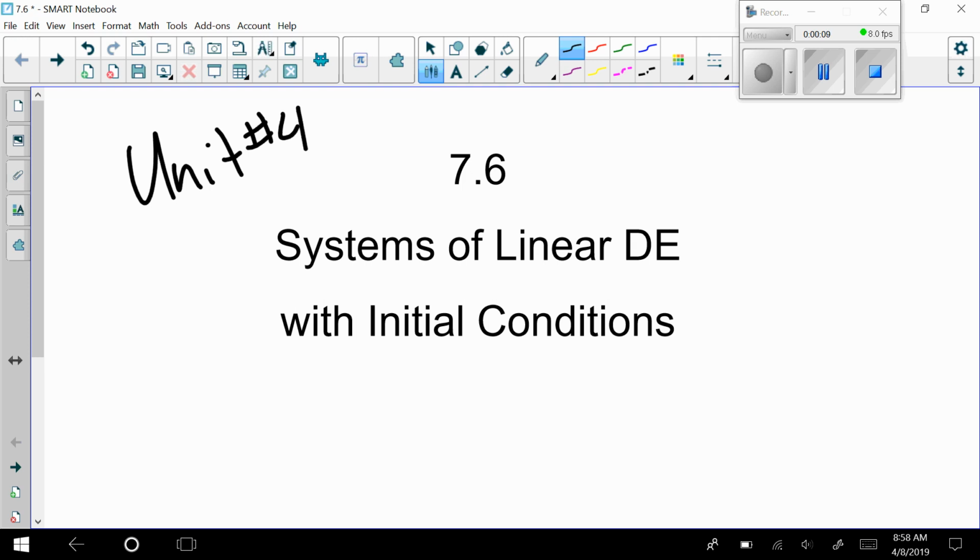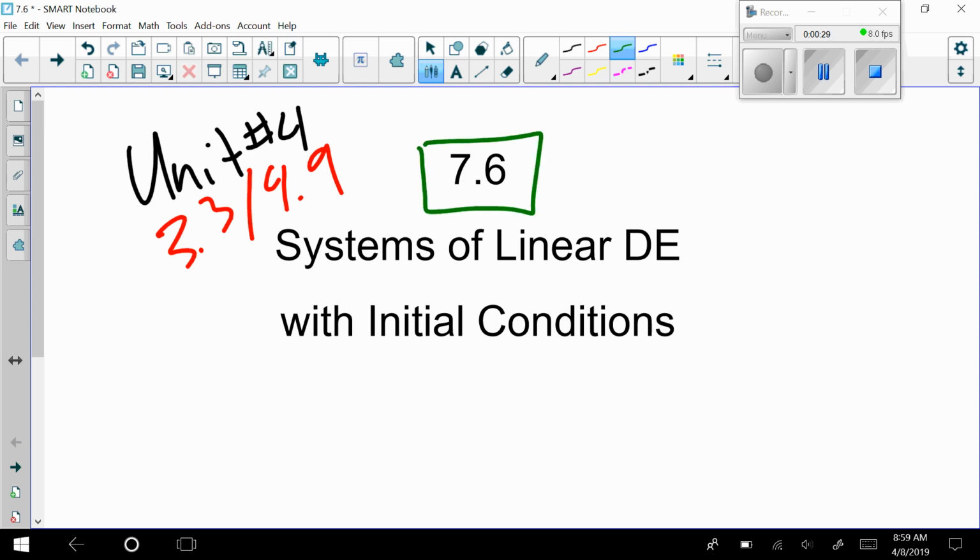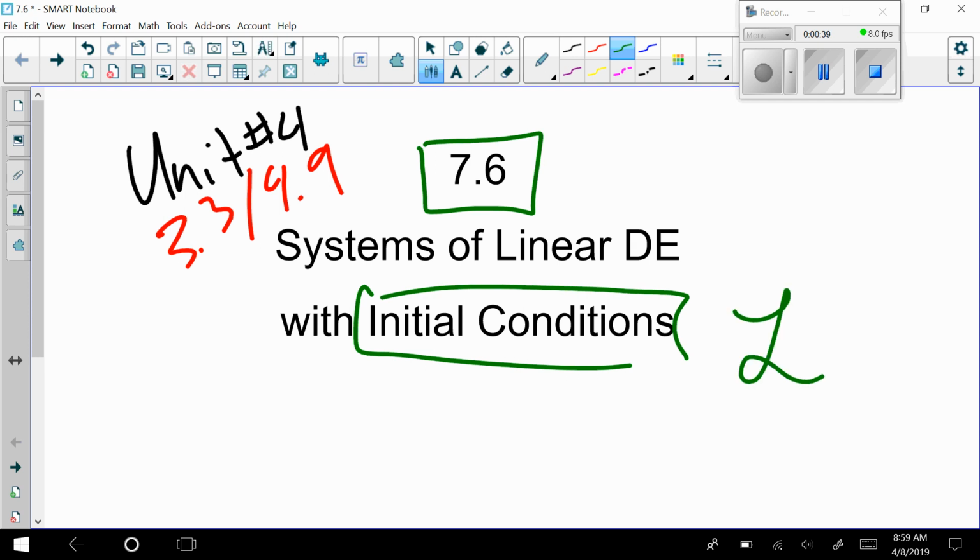Okay, and so far in Unit 4, we have done 3.3, which helped us create models, and we have done 4.9, which helped us solve those models. And in 4.9, we solved using elimination. Well, with the test that we just went over, we used Laplace in Chapter 7, and now we're going to do 7.6, which is a system, and now we have initial conditions. Whenever we have initial conditions, we should really like using the Laplace transformations. Okay, so we're going to be using these.